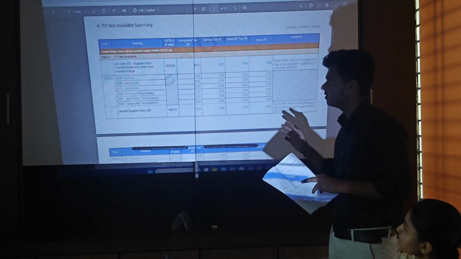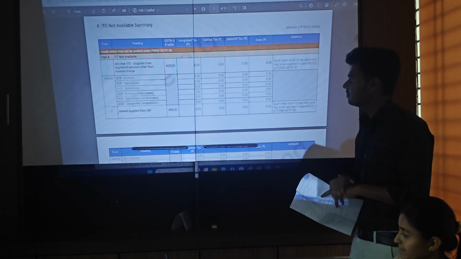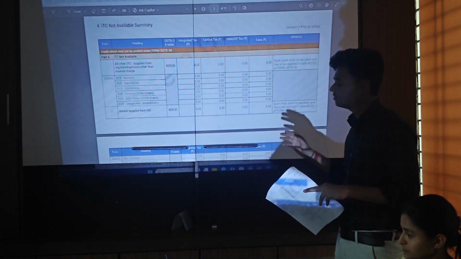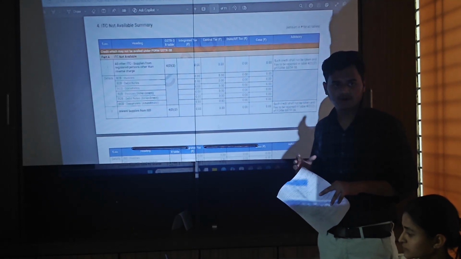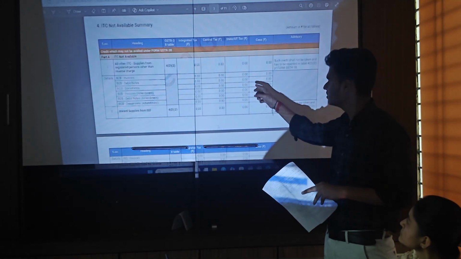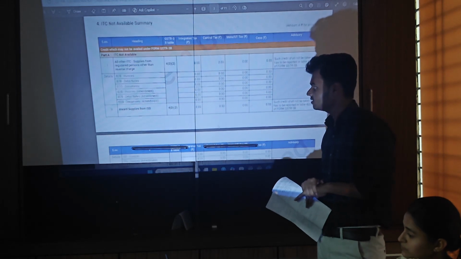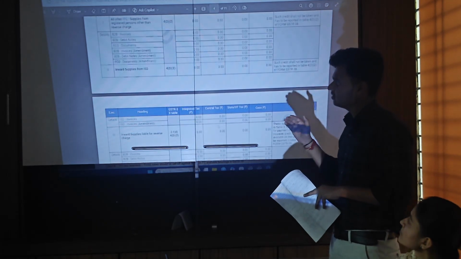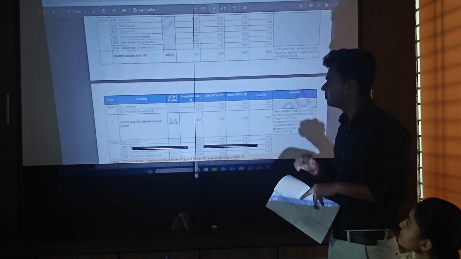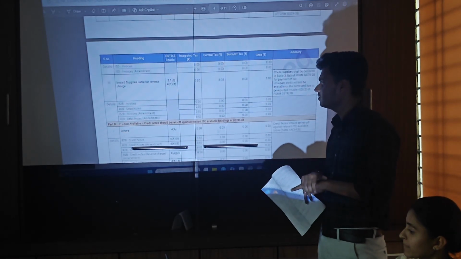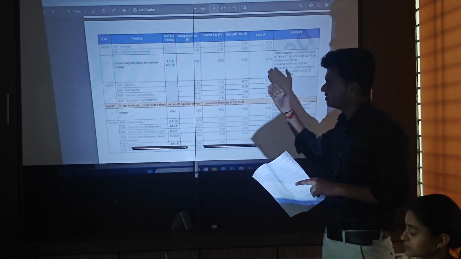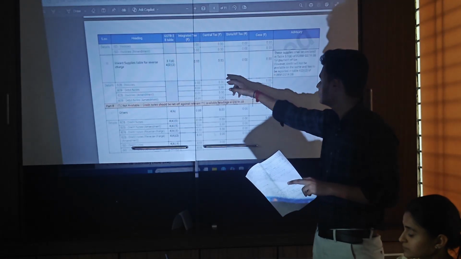Part A is ITC not available. In 1, all other ITC, supplies from registered persons other than reverse charge, means if invoices are ineligible, for example invoices are time barred or place of supply is not correct, then that input comes in this table. The second is inward supplies from ISD. The ineligible invoices of ISD come in this table, and table 3 is for inward supplies liable for reverse charge. Reverse charge supplies on which ITC cannot be claimed come in here.